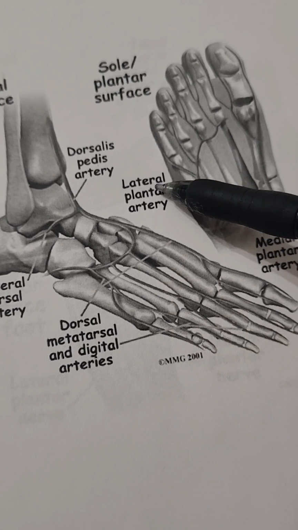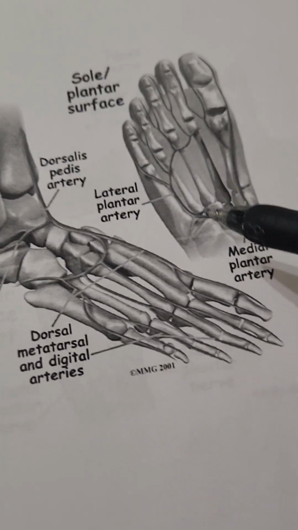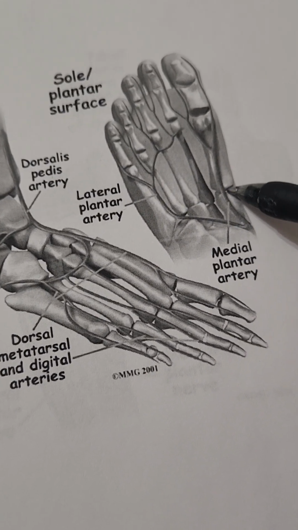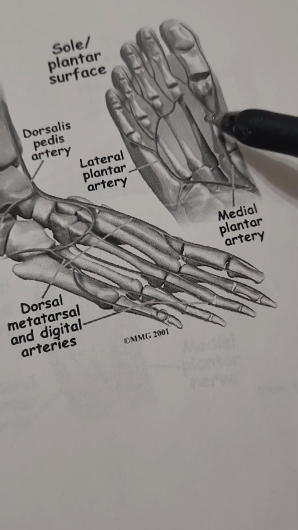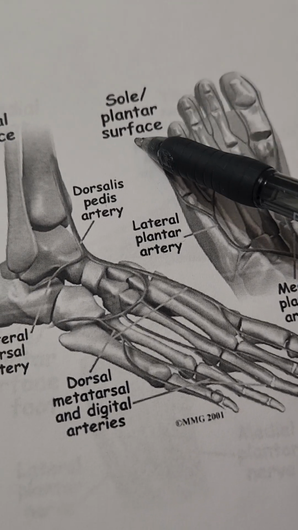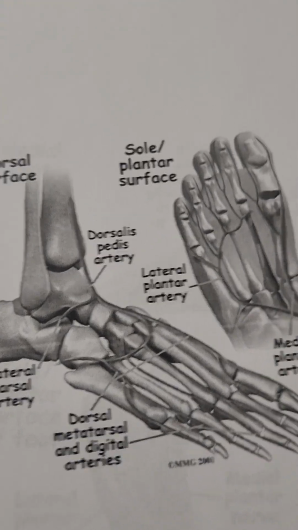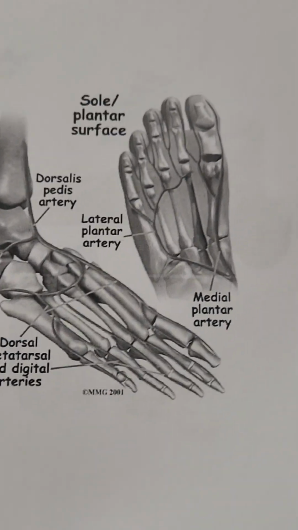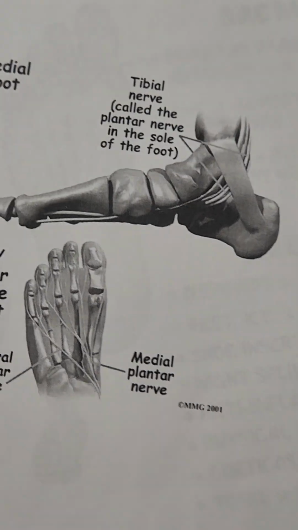So lateral plantar, so we know that supplies it on the lateral side. Medial plantar supplies the arteries to the medial side of your foot. And then the sole, plantar surface, would be underneath the bottom of the foot. Plantar surface, like you're going to plant your foot on the ground.